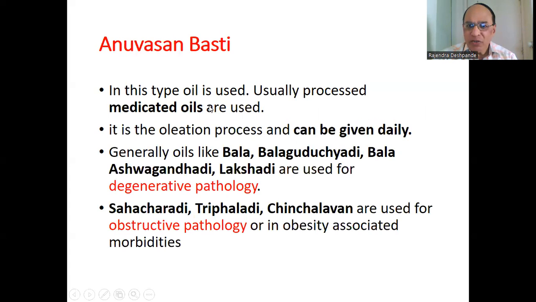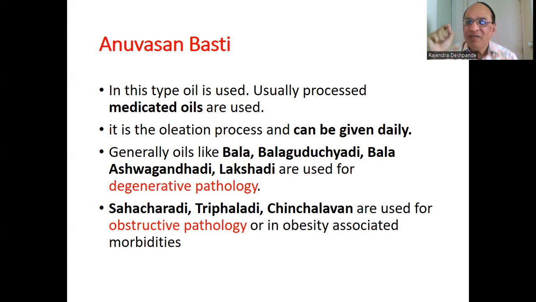Next, we will concentrate more on Anuvasana Basti in this video. In this type, oil is used, usually processed medicated oils. This is the oleation process, the lubrication process. It can be given daily in a very small amount. Generally, which oils are used? Bala oil, Bala Gudichadi Tail, Bala Ashwagandhadi Tail. Tail means oil. Then Lakshadi oil is used for degenerative pathology of Vata dosha.